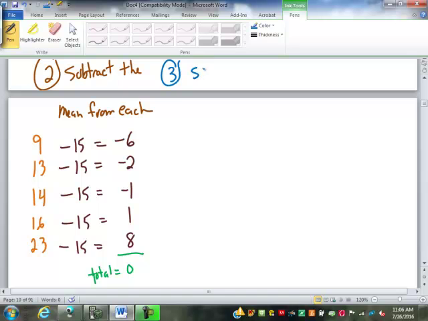Step 3 is to square each. So negative 6 squared. If I told you that's a negative 36, what would you tell me? What would you say if I wrote down negative 36?